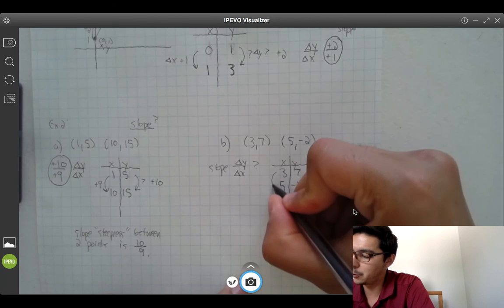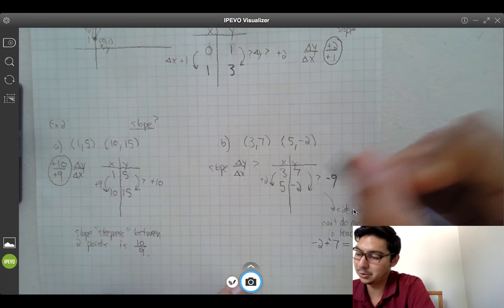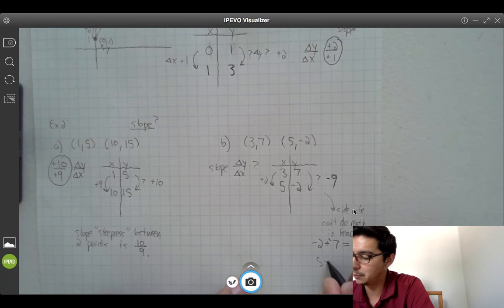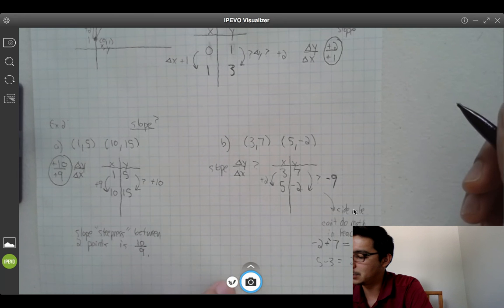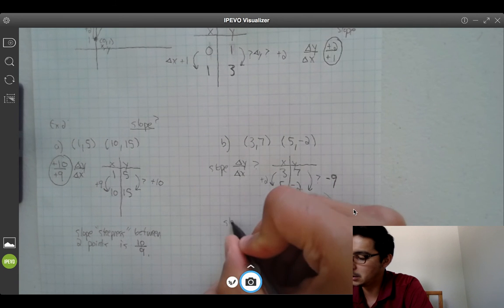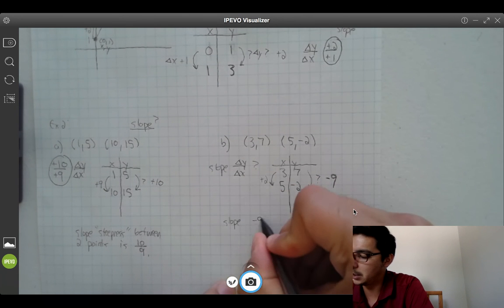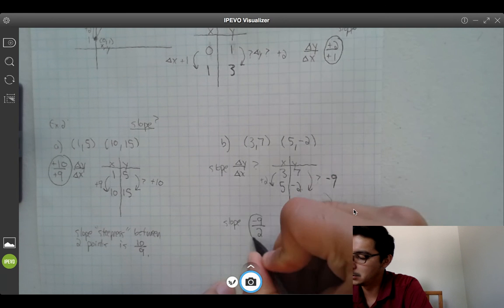How do you get from 3 to 5? So again, I think you can say that that's +2, but say you didn't know it, you would do 5 minus 3, and that's how you get the 2. And that's where that comes from. And there you have it. We have our change in y and change in x. So the slope here is going to be -9 over 2. You don't really need to put a +2.